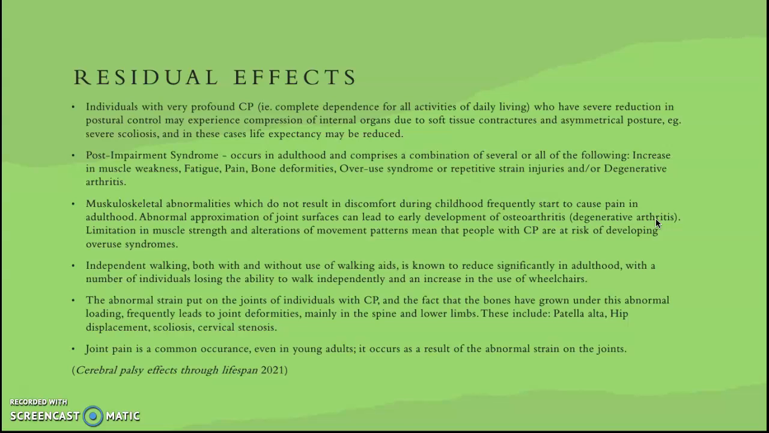The abnormal strain put on joints of individuals with CP and the fact that bones have grown under this abnormal loading frequently leads to joint deformities, mainly in the spine and lower limbs. These include patella alta, hip displacement, scoliosis, cervical stenosis. Joint pain is a common occurrence even in young adults. It occurs as a result of the abnormal strain on the joints.